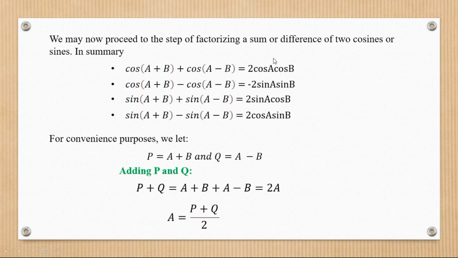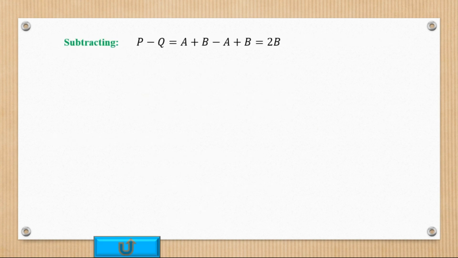Now this is important because now we can actually substitute. Wherever there is A, we're going to have it represented as P plus Q over 2, because we've changed those into P and Q for convenience purposes. So what if we subtract, P minus Q? We have A plus B minus A plus B. So the A's cancel and we remain with the B's adding themselves, which will give us 2B. Then when we make B the subject, we have P minus Q over 2.